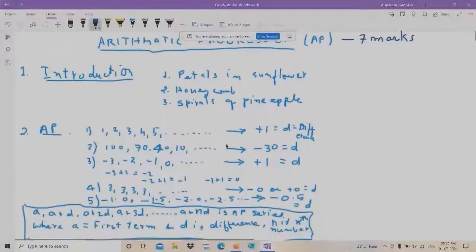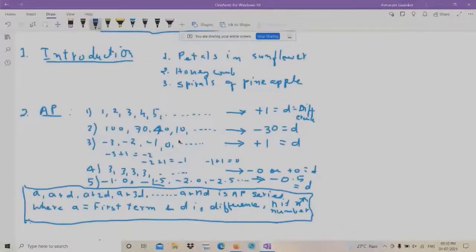First, let us understand what is arithmetic progression. Now, if you see 1, 2, 3, 4, 5, if this is a series, then every time we add 1. So the difference between the previous one is 1. So the difference is 1. Now 100, 70, 40, 10, it goes on reducing by 30. So the difference is minus 30.